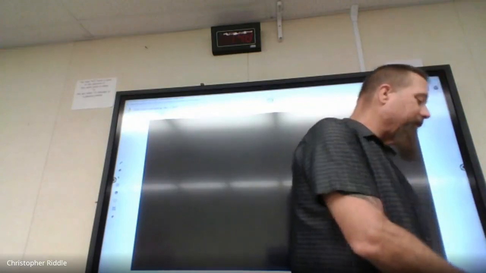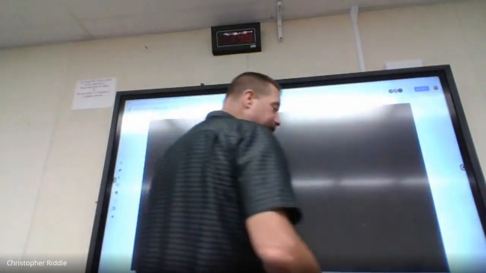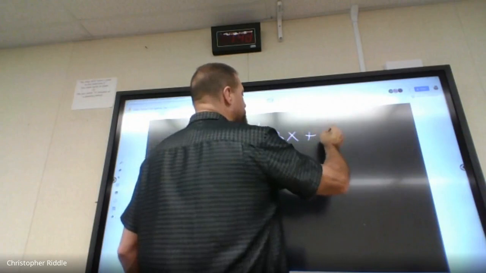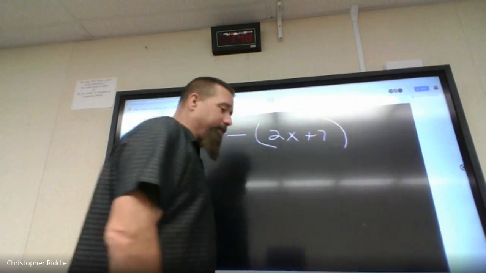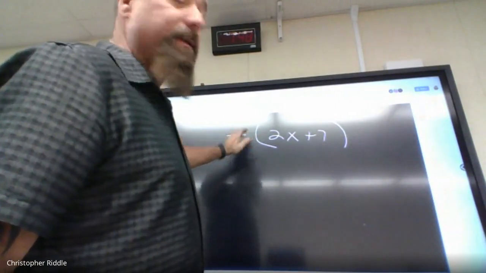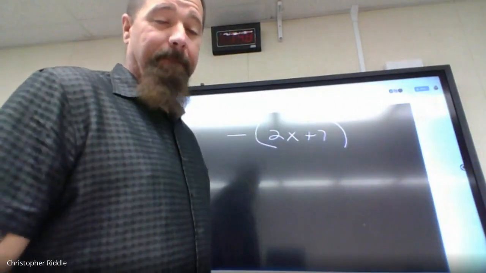So it's got a kind of big, long, scary title: the inverse of a sum and simplifying. Not so hard. Pretty much the same thing we're doing when we're doing distribution, only you're going to see problems like this. You're going to see negative (2x plus 7), okay? Now, before we had a number outside our parentheses to multiply through the terms inside the parentheses, right? Yes.